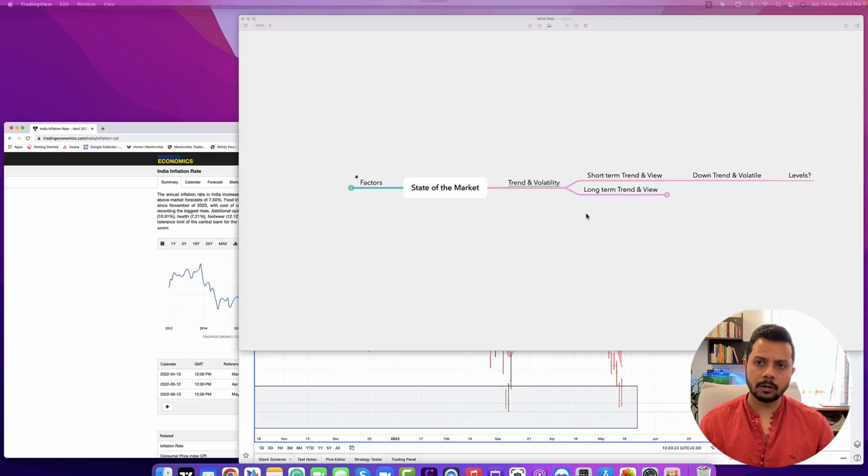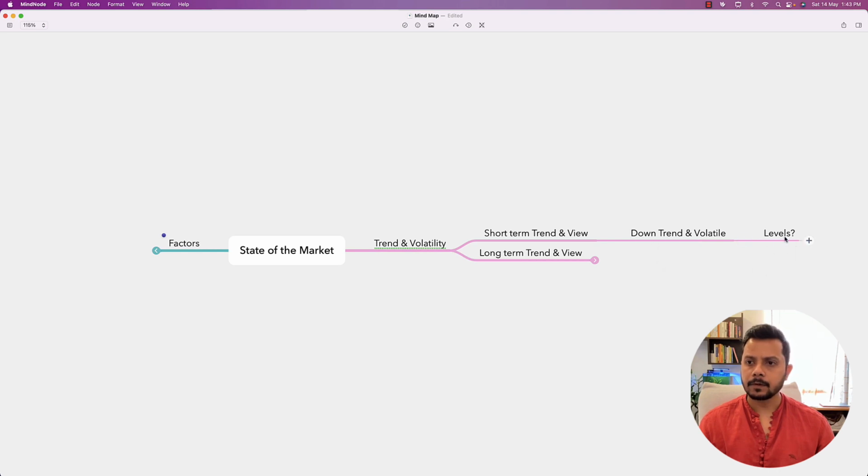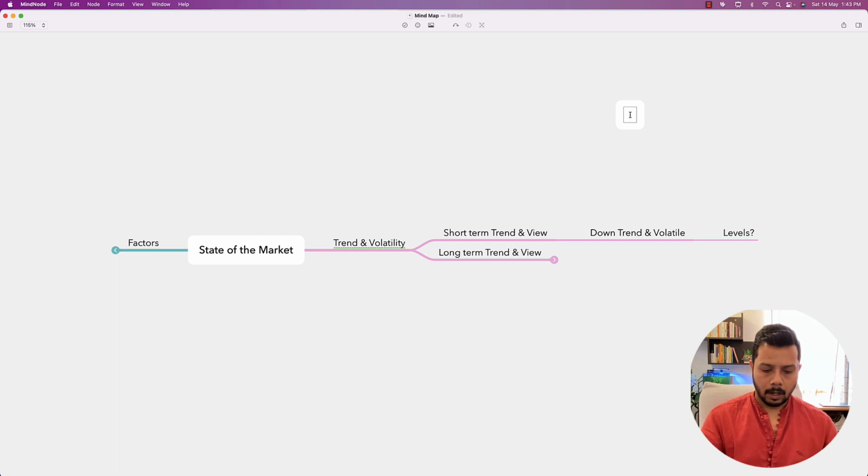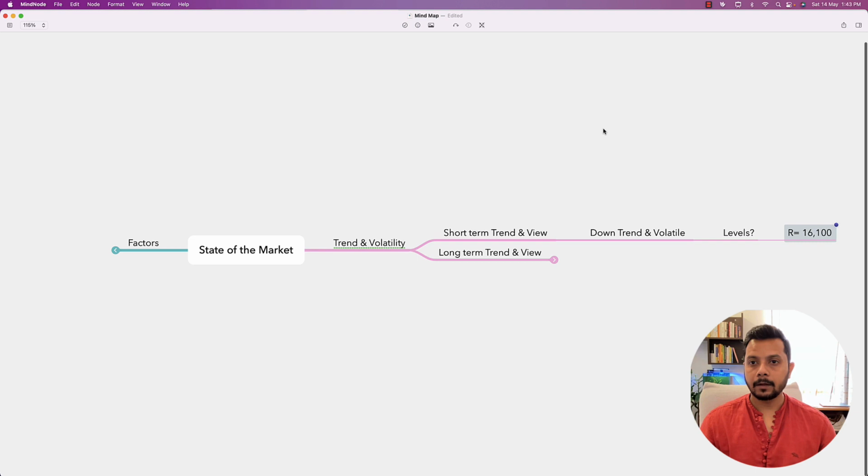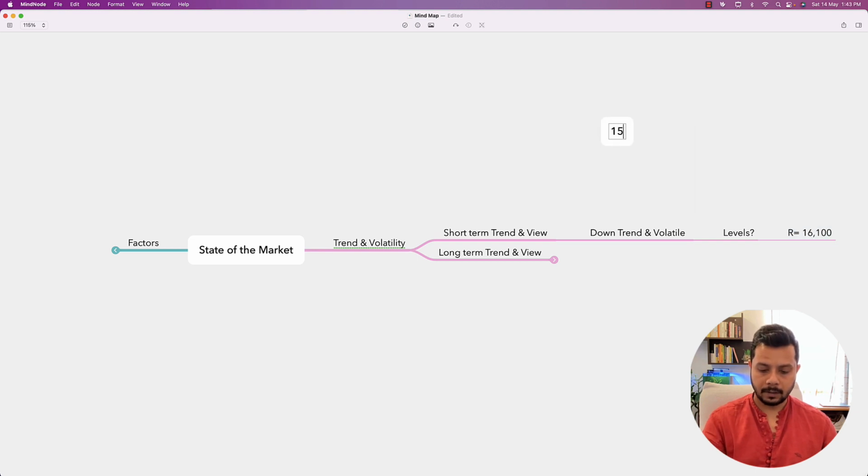And so for short term traders, if you want to add here, 16,100 is your resistance, and you can look at 15,500 to 15,600. This should act as your short-term support.